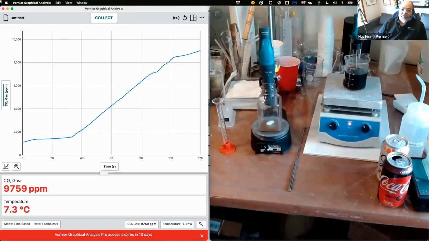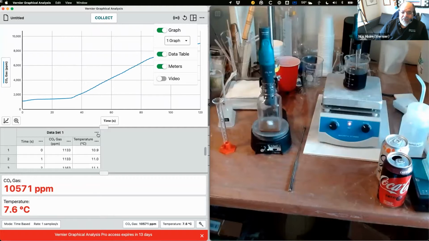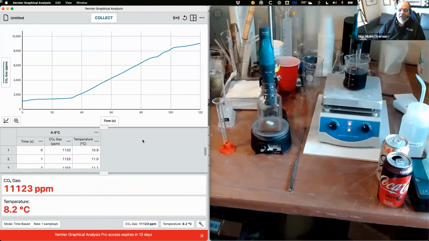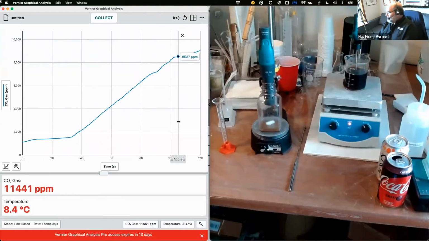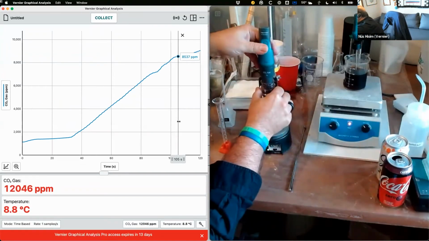Now, in Graphical Analysis, I can keep track of each of these runs by going into the data table and renaming the run. So I can go in here and say, okay, this run was 4.4 degrees, the solution temperature when I started it. I can rename that one, and that way I'm keeping track. If you're writing it down, that may or may not be important. Let's see, my temperature is 8 degrees. It would be nice if it was a little warmer, but I think we're going to be okay. While I'm rinsing and cleaning, it should go up another degree or two.